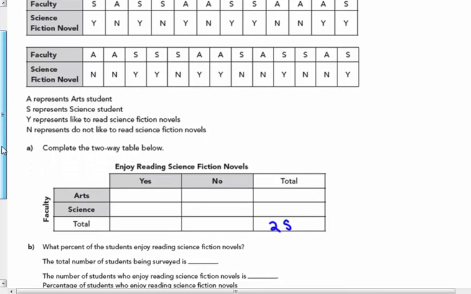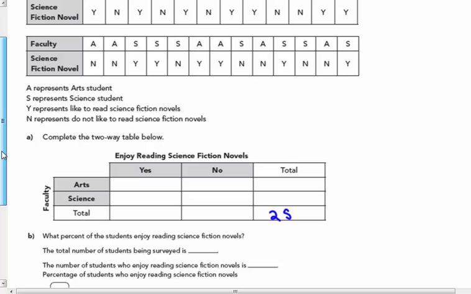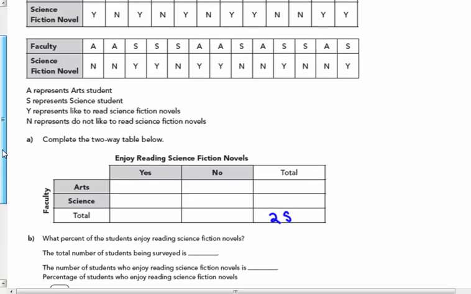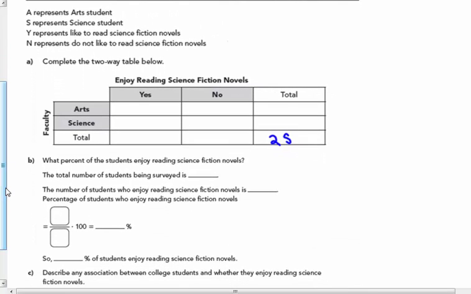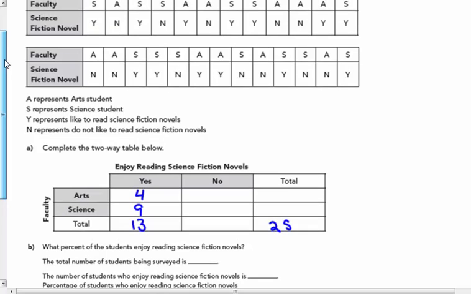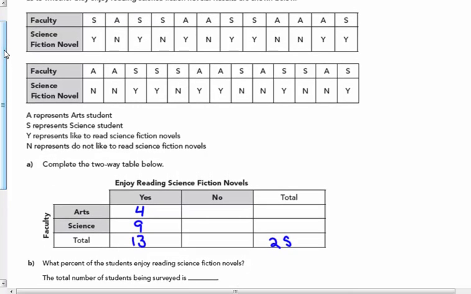And as I scanned through, A was for art, S was for science. Y represents, yes, they like to read science fiction novels. Yes is for liking to read science fiction novels, and no is for don't read science fiction novels. So I scanned through there and I saw that 4 people said arts, yes, and 9 people in the science said yes, for a total of 13 people in the arts and science that said yes.